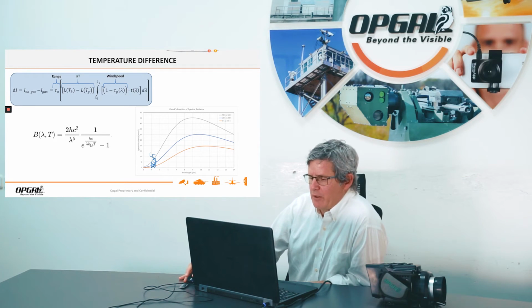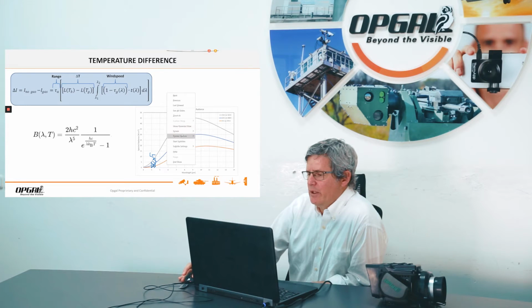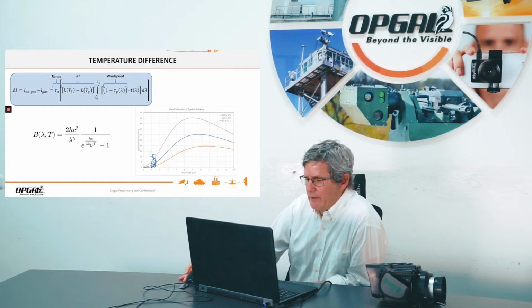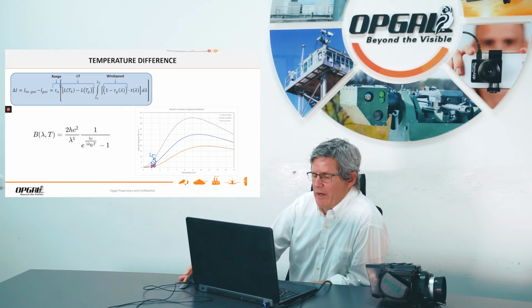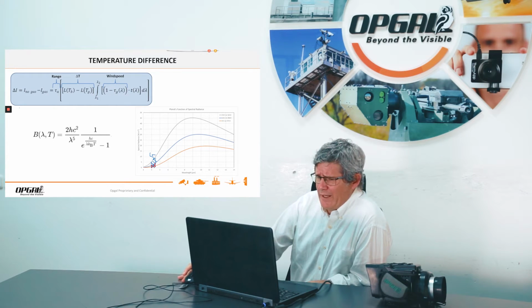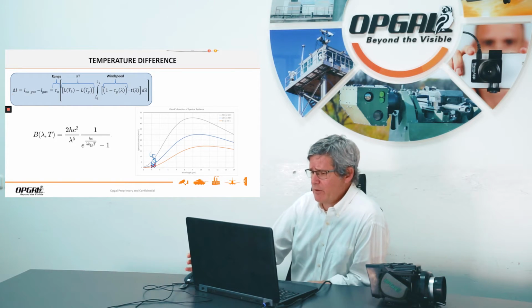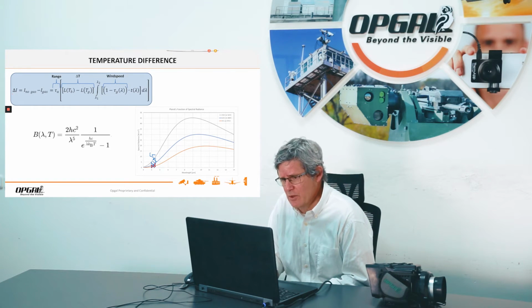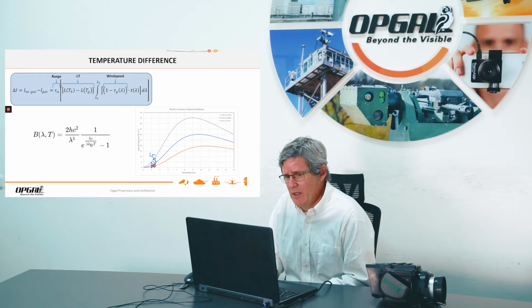Maybe I could change the color. It will be even better. Let's do it in red so we can see it better. So this is the area up to 25 degrees. So this is the difference between two areas of radiance that affecting the sensitivity. So if the temperature difference is higher, we will get a greater contrast here. And greater contrast means greater sensitivity. So we have better sensitivity at greater temperature difference.